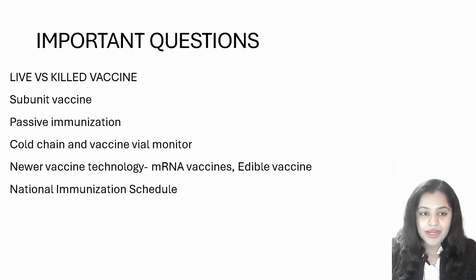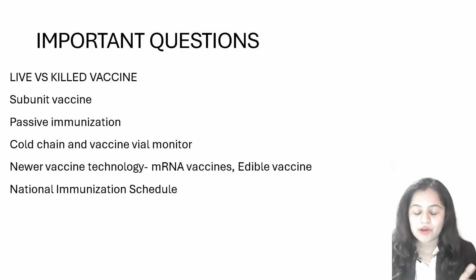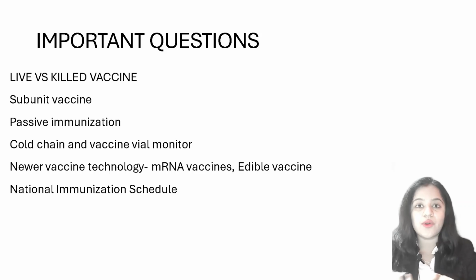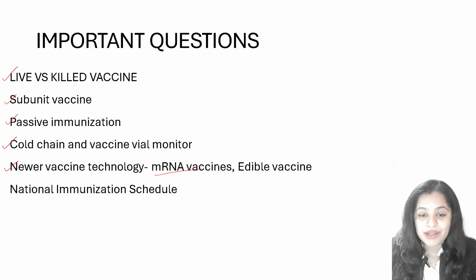Okay. Now, let's see what are the important questions from this topic we have. And now, before that, why is this topic important? So, be it any course, be it your MBBS or your nursing, your BDS, your MD, that is MD Microbiology, this vaccine topic is very important because you get lots of short notes. So, in short notes, you can get your live versus kill vaccine difference. You can get your subunit vaccine. You can get passive immunization. You can get cold chain and vaccine vial monitor. And you can get newer vaccine technology, that is the mRNA vaccines and edible vaccine, and also the national immunization schedule.